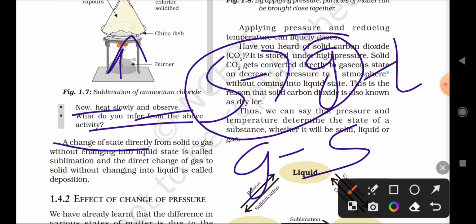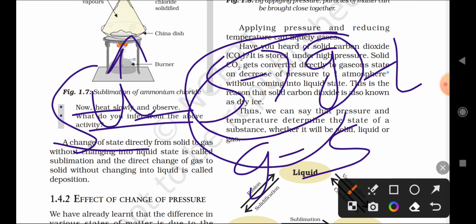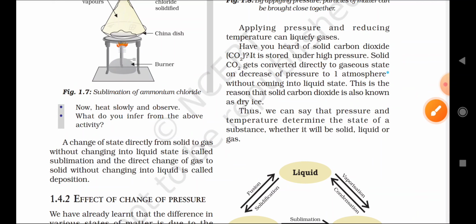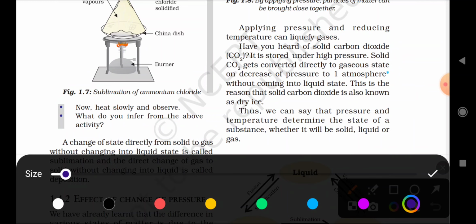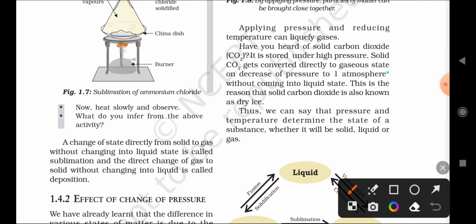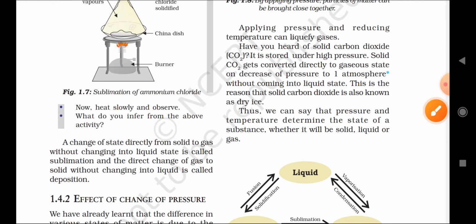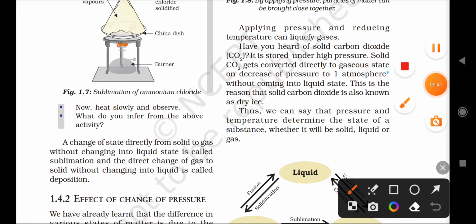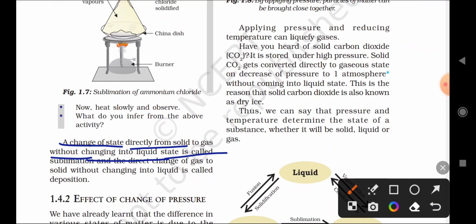So this method is called sublimation. What is sublimation? The change of state from solid to gas without changing into liquid state. This is the important definition for your exam purpose. They will ask what is sublimation? The change of state directly from solid to gas without changing into liquid state is called sublimation.